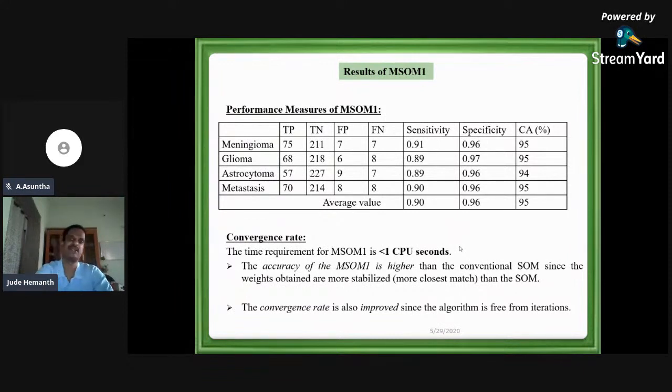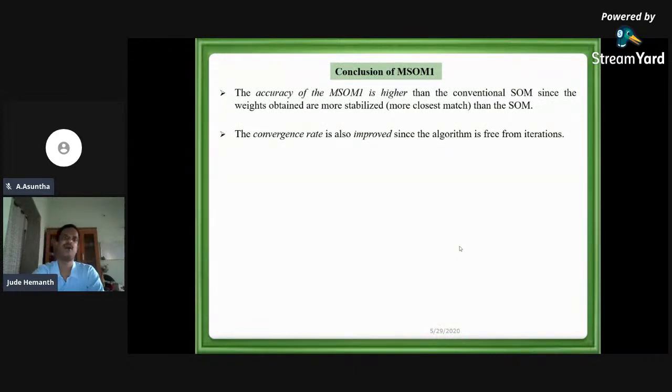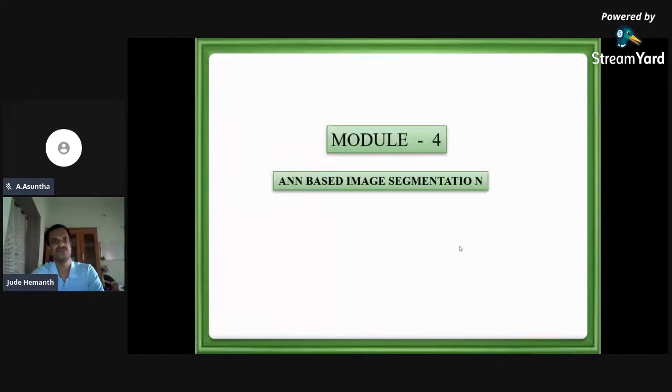Ultimately, I can say the weight matrix which I achieved with the help of MSOM1 is better than the weight matrix which I achieved with the help of SOM. Also, the time is significantly reduced. Even though time is not an issue, my accuracy is improved a lot. This is one way you can have out-of-the-box thinking. For that, you need to have a deep understanding of the algorithm. Once you are good in SOM, you can find out why we change it again and again, what makes it computationally complex, or what makes it less accurate. Try to find out those reasons and find a solution.